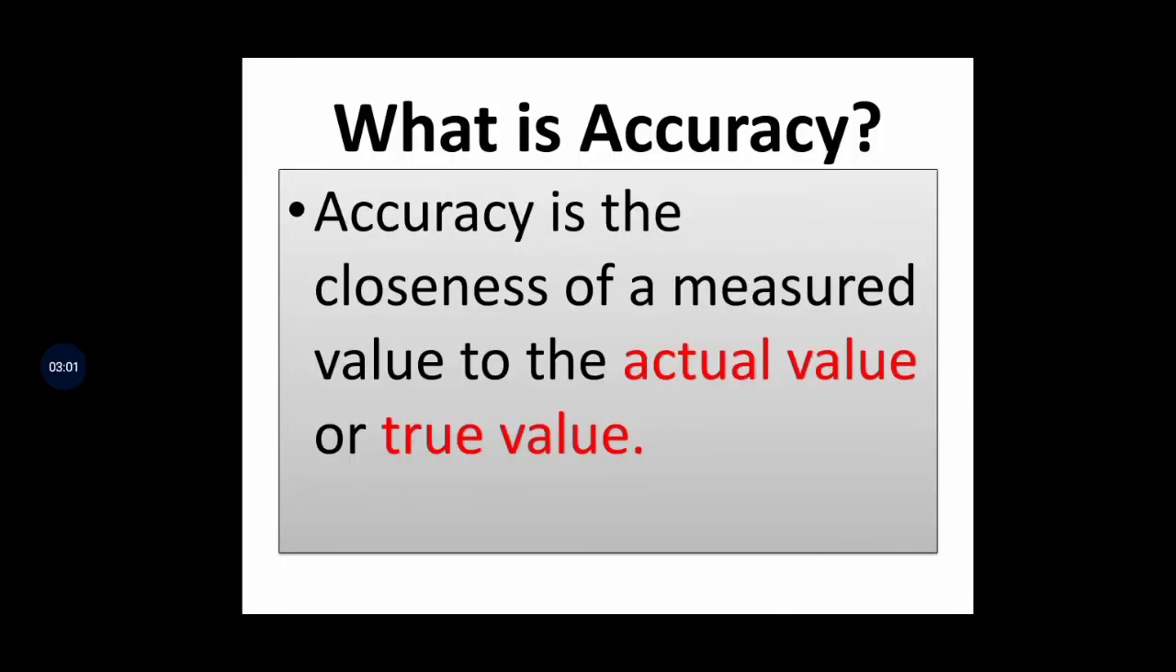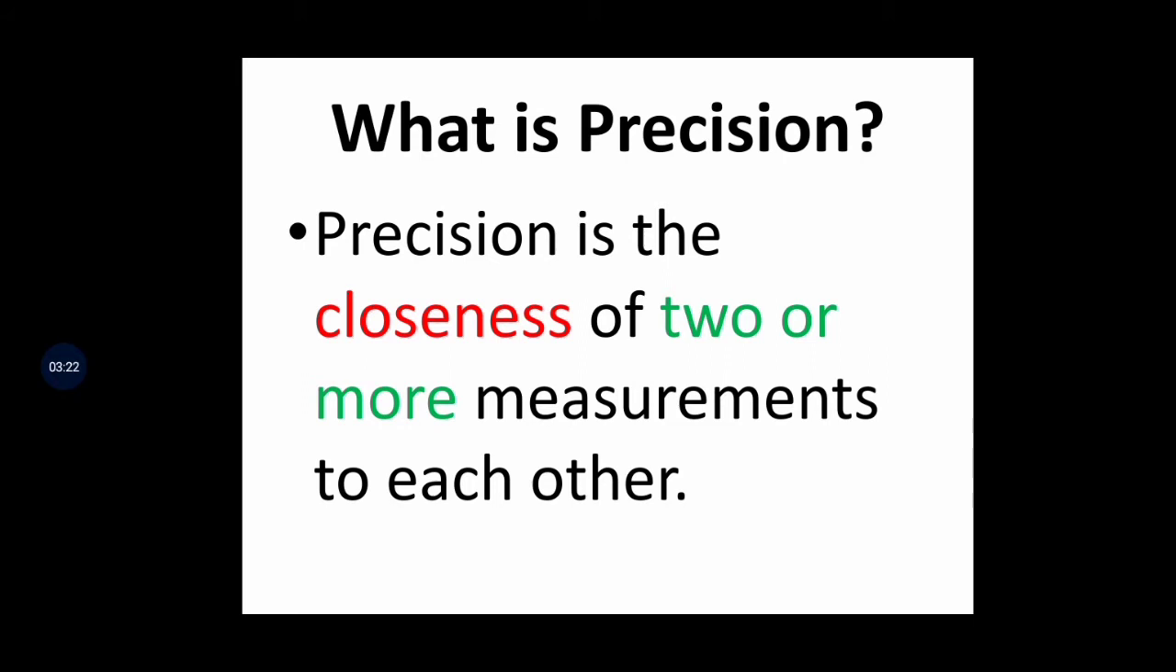From the video, we are able to understand what is accuracy. So accuracy is the closeness of a measured value to the actual value or true value. What is precision? Precision is the closeness of two or more measurements to each other. The next concept we are going to see is approximation.